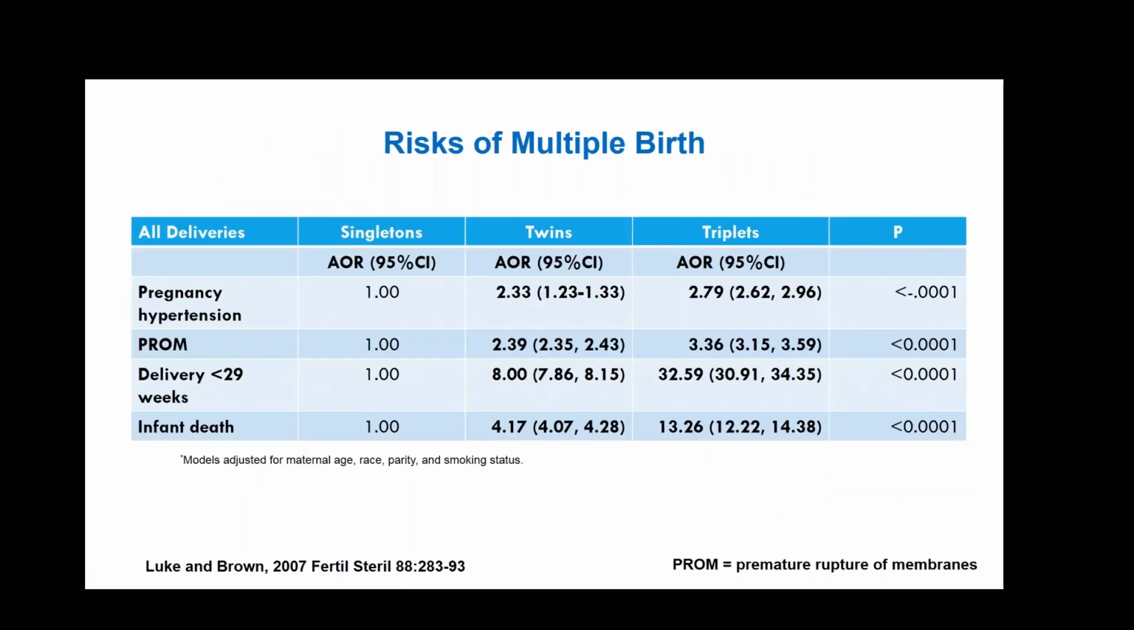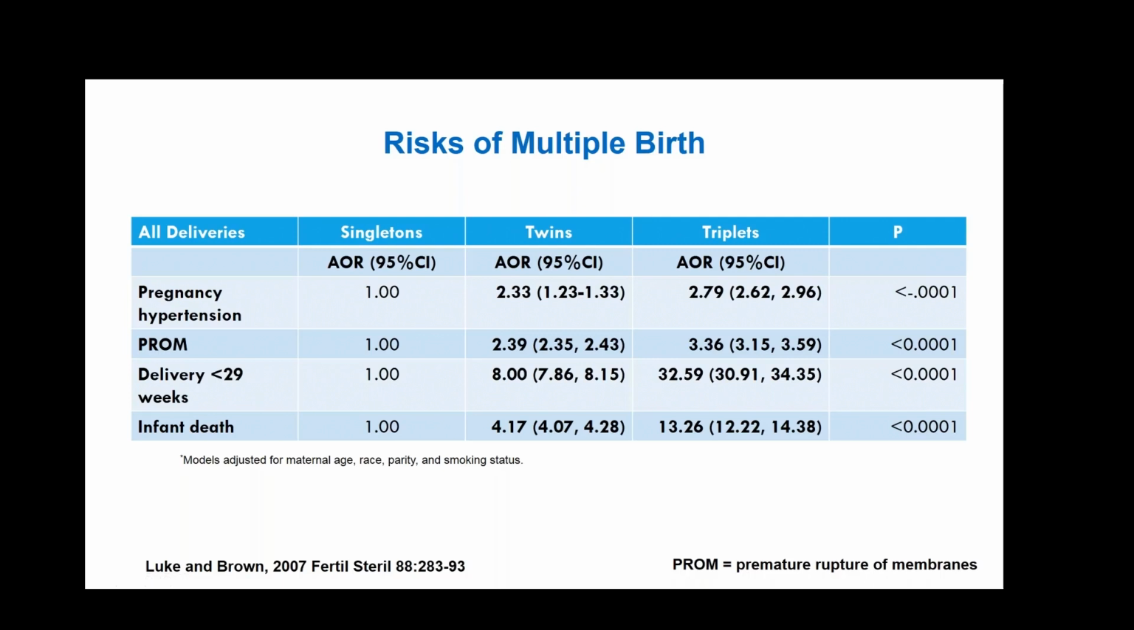We need to remember that multiple pregnancy itself is not without risk. These numbers from a study by Luke and Brown in 2007 using national U.S. data demonstrate this, and this is U.S. data, not ART data specific. Using singleton delivery as the reference, the data show that pregnancy hypertension increases in twins and triplets as compared to singletons, as does premature rupture of membranes, and premature delivery at less than 29 weeks is 8 times more prevalent in twins than singletons and 32 times more prevalent in higher order multiples.